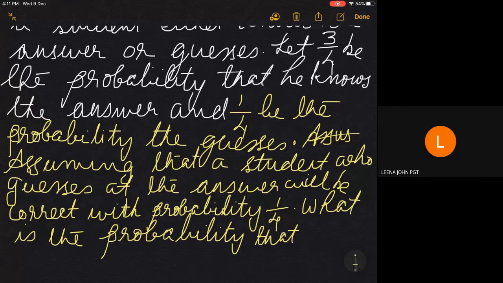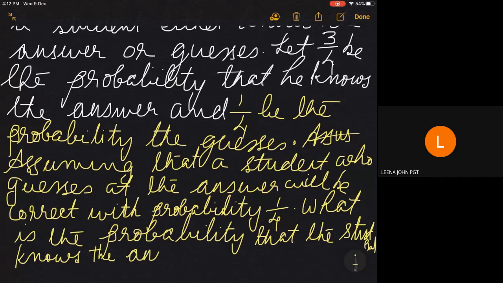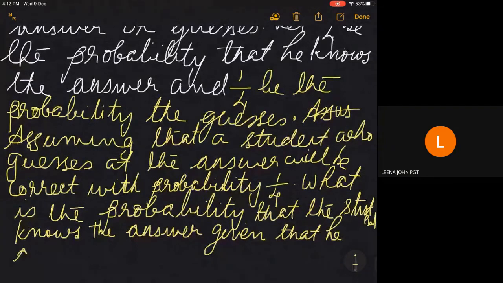The student knows the answer. Given that he answered it correctly. He answered it correctly.